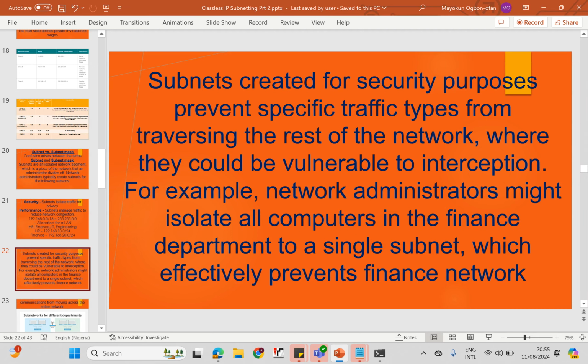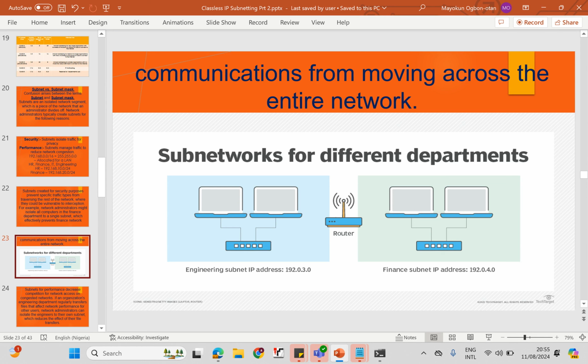So we said it isolates all computers in the finance department to a single subnet, which effectively prevents finance network communication from moving across the entire network. So we looked at this design the other time. We said finance IP is 4.0, while engineering is 3.0 here. So if the engineering is going to reach the finance, a router has to be integrated or a layer 3 switch.